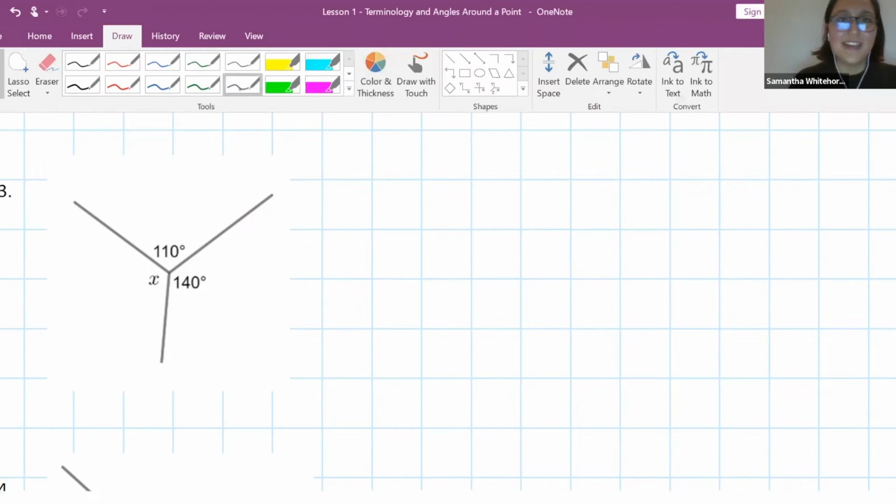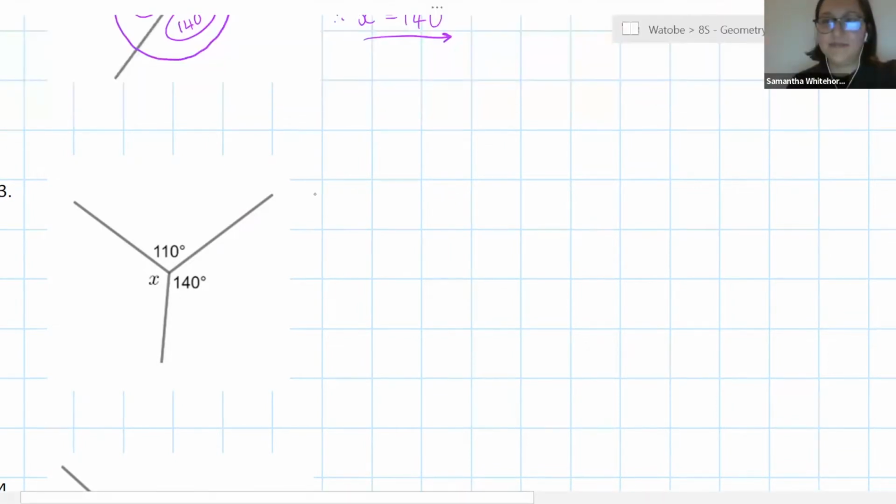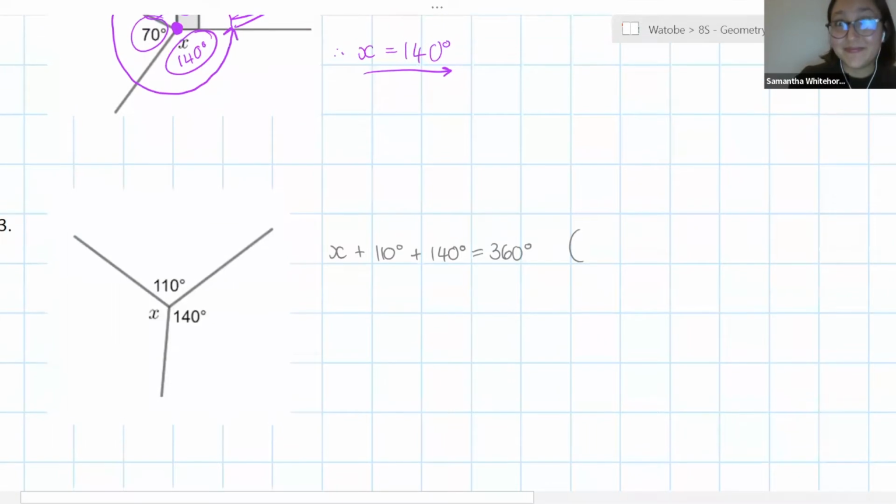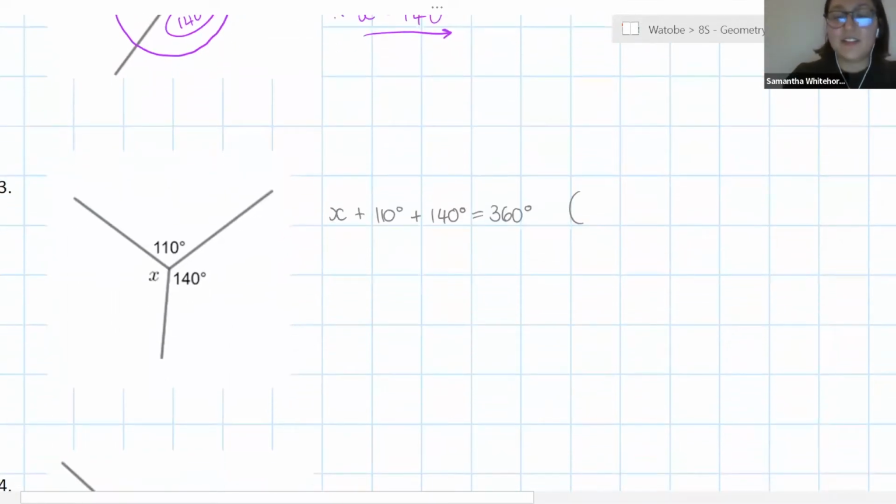Hi, ma'am. So, ma'am, the equation will be x plus 110 plus 140 equals 360 degrees. And what is your reason for that, Ayanda? My reason is that they add up to 360 because it's not angles on a straight line. Good. Okay. So because they add up to 360, I'm using the reason angles round a point. Oh, okay. Okay, good. But it's exactly as you said, they have to add up to 360. Right, well done.